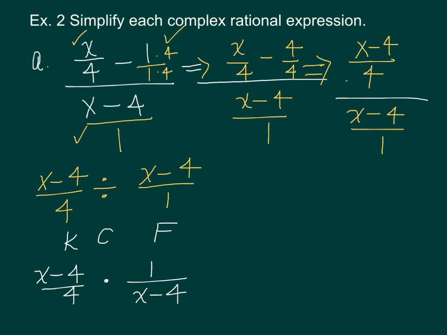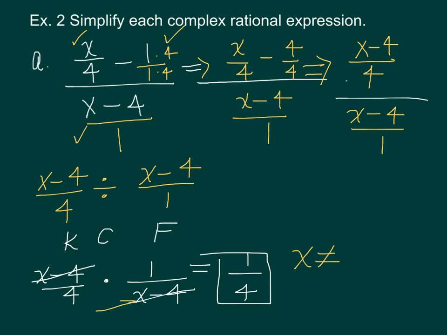And if you notice, these two factors divide to equal 1, so your answer is 1/4. Now, our restrictions come from any variable that was in the denominator. So, nothing on the top. Here, what value of x will make this 0? And that would have to be 4, so we have to exclude 4.